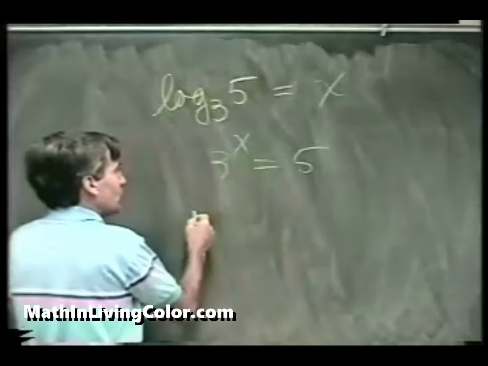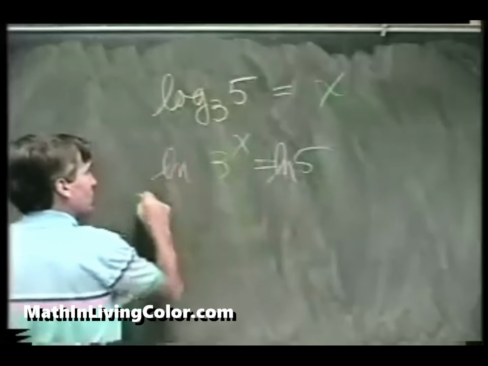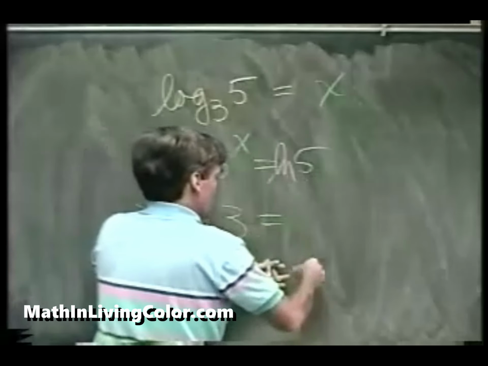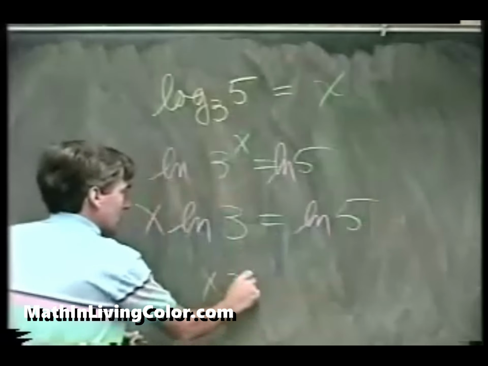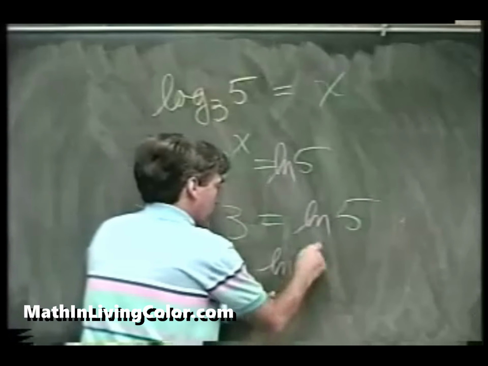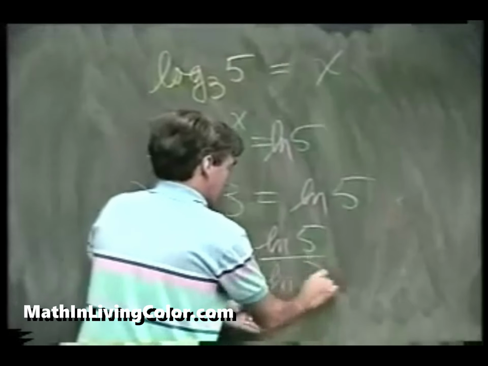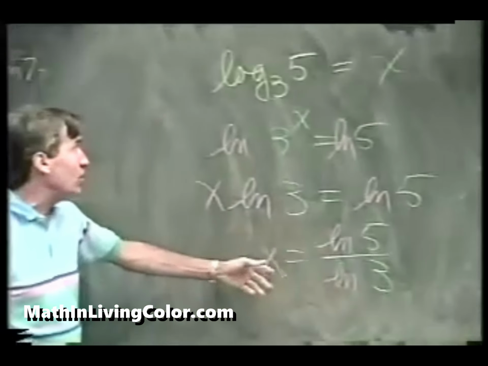So this would be, we take the ln of both sides quickly. ln of both sides, that would be x times the ln of 3 is equal to the ln of 5. And therefore x equals the ln of 5 divided by the ln of 3. Okay? We did that, and then I forgot to make the point that I wanted to make.